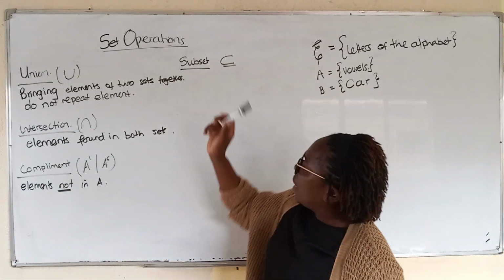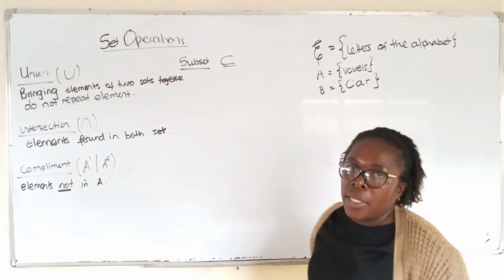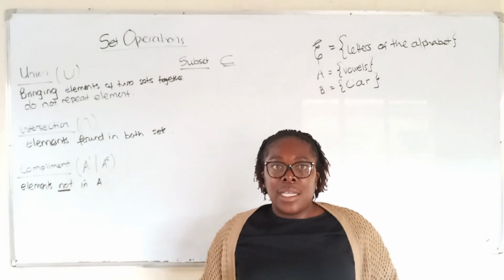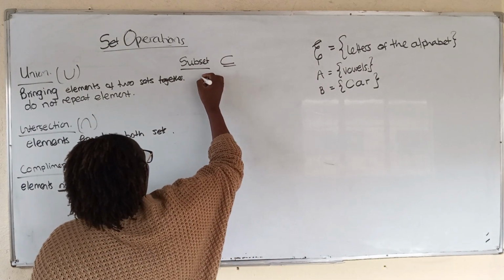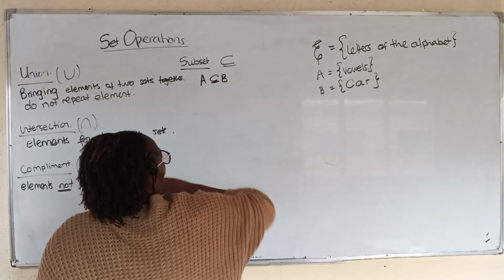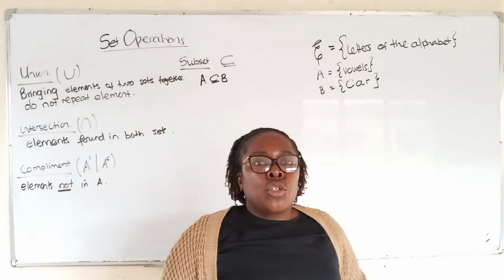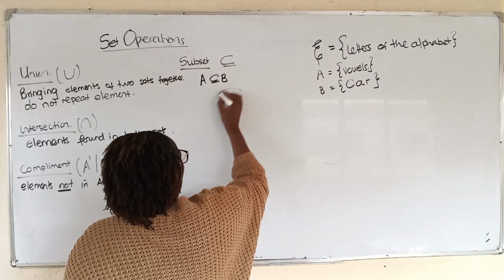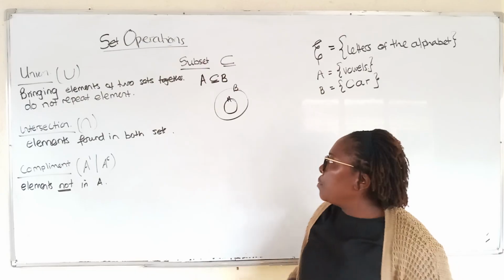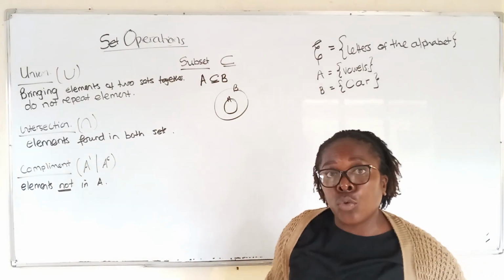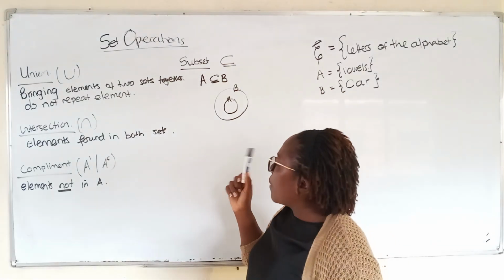And then the last thing we are going to talk about is the subset. The subset simply means a set that is contained in another set. If A is a subset of B, it means that all the elements that are in A are also found in B. When we represent this on a Venn diagram, it means we have set B and then we have set A inside of B. So all the elements in set A are also elements in the set B. That is what subset means.